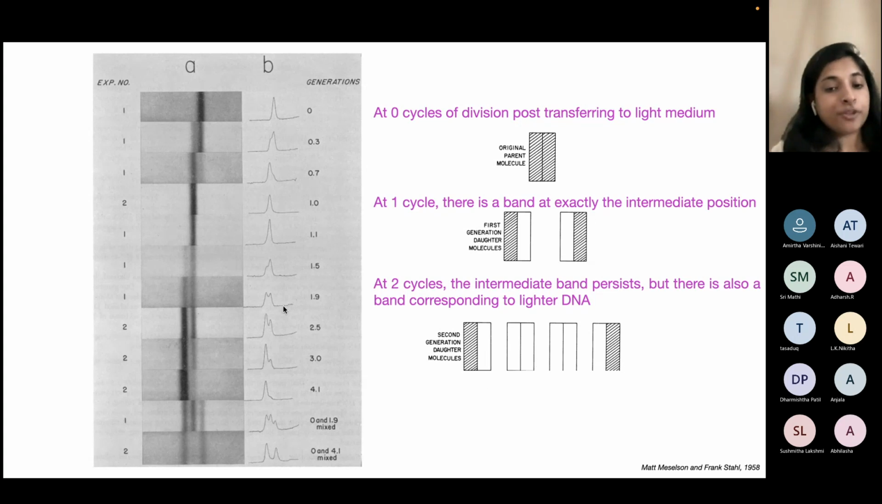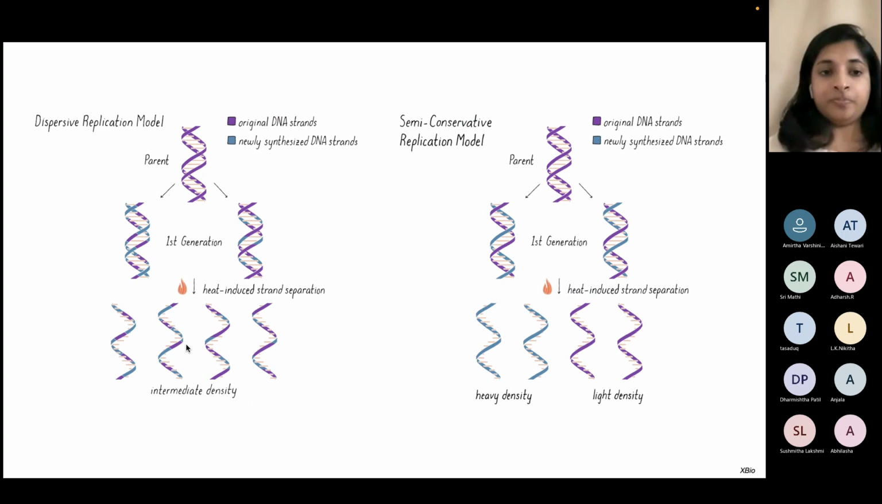However, as further cycles proceed, say at three generations, we can see that the lighter band is getting stronger and stronger. And this conclusively proved that there is a semi-conservative model of replication. However, there was still one concern.